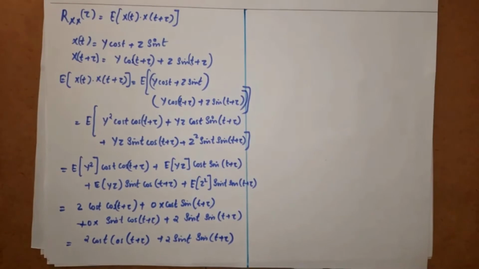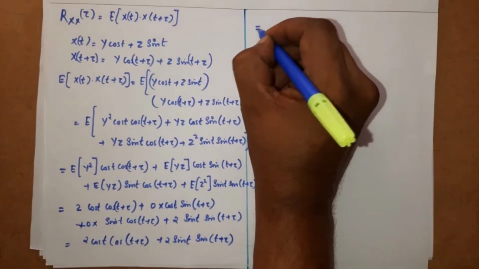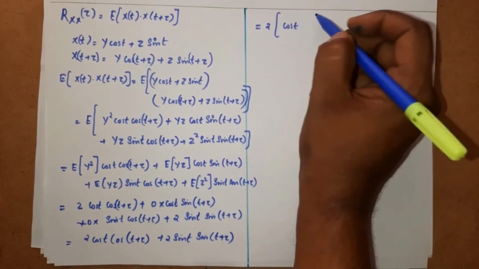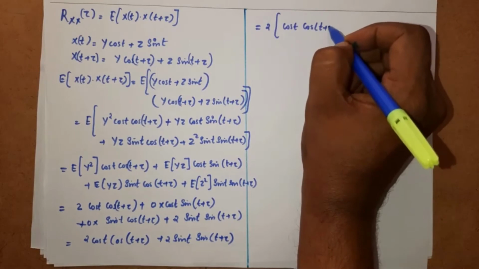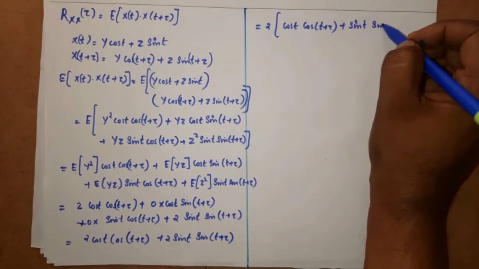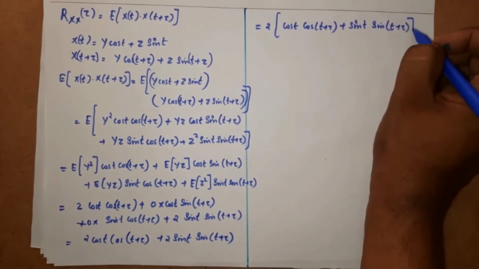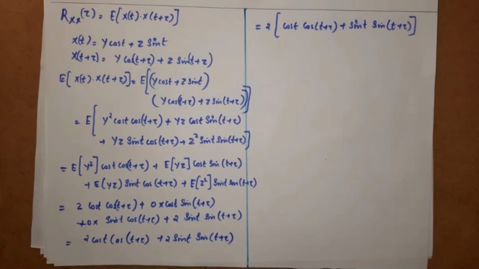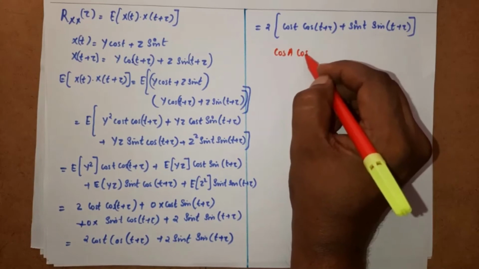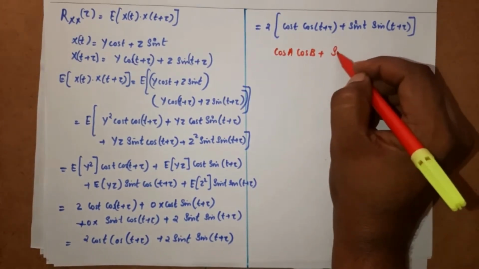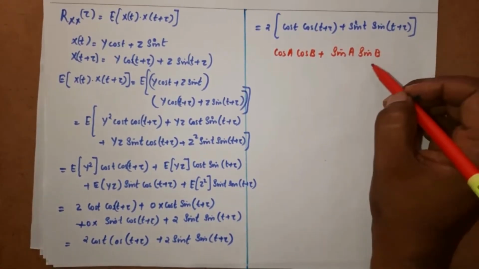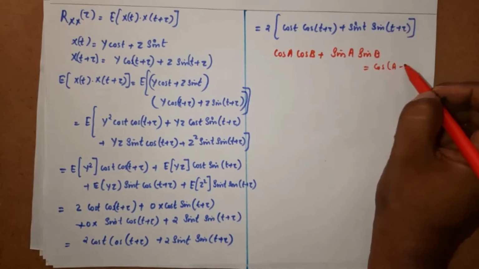This is of the form, which is again 2 can be taken outside. We'll have to write cos t plus 2 plus sin t plus 2. This is of the form cos a cos b plus sin a sin b. Cos a cos b plus sin a sin b is equal to cos a minus b.